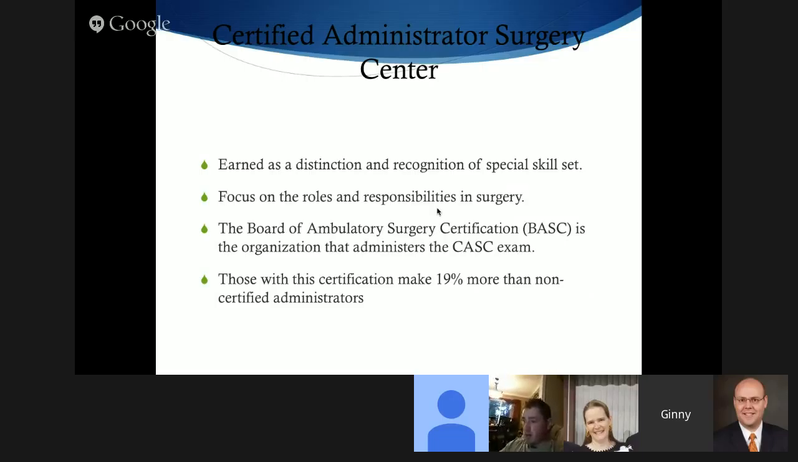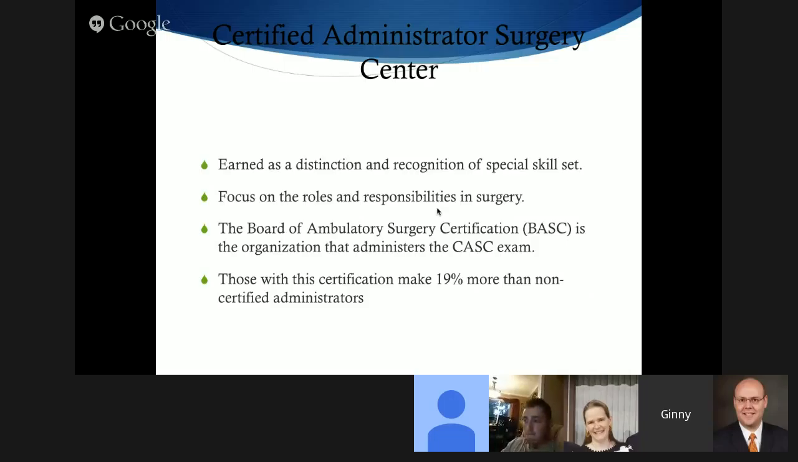So this certification is earned as a distinction and recognition for their special skill set, and it focuses on the roles and responsibilities in the surgical centers. And the Board of Ambulatory Surgery Certification is the organization that administers the exam for the certification. And one fact that I liked that they have on their website says those with this certification will make 19% more than a non-certified administrator. So that is something I thought was really interesting.